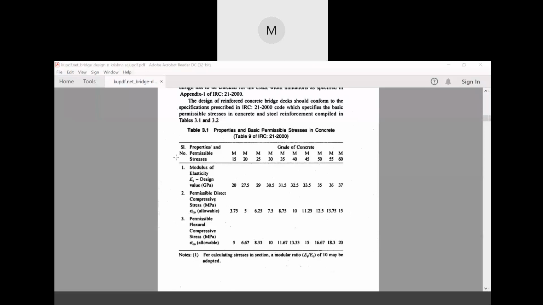Take a screenshot of this table 3.1. It is done. Okay, take the screenshot.